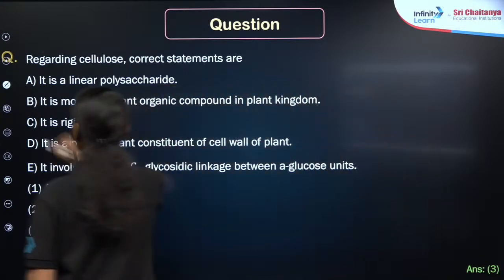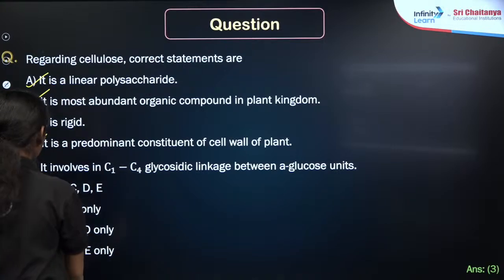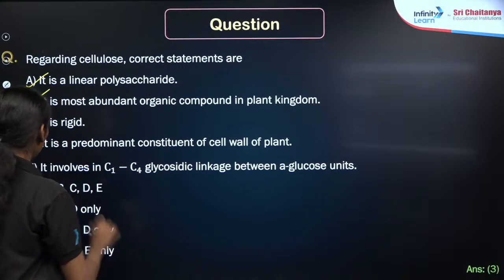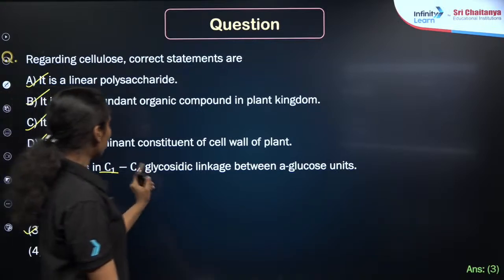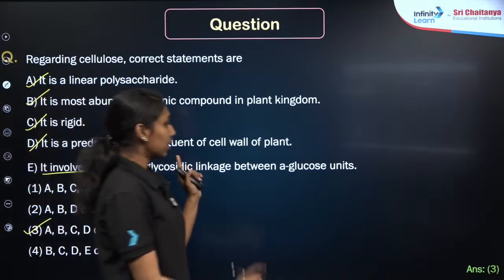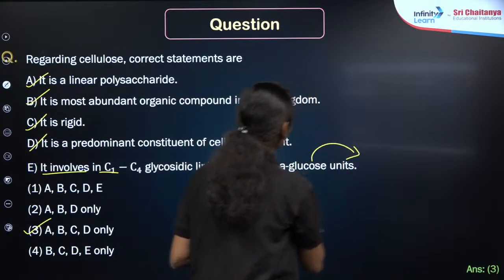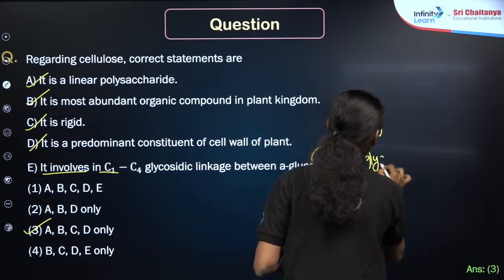All the statements A, B, C, D are the correct statements here, right? Only the wrong statement is that there will be the C1, C4 glycosidic linkage between alpha glucose units, right? It will be the wrong one. Just check what will be the glycosidic linkage. This will be the homework for you. What is the glycosidic linkage present in the cellulose molecule?